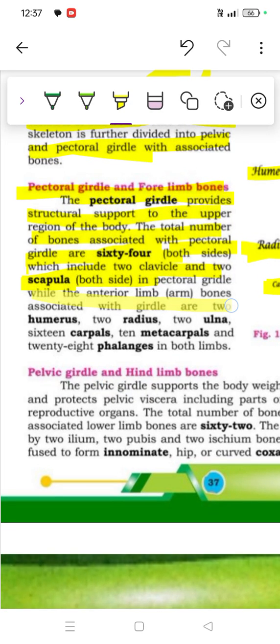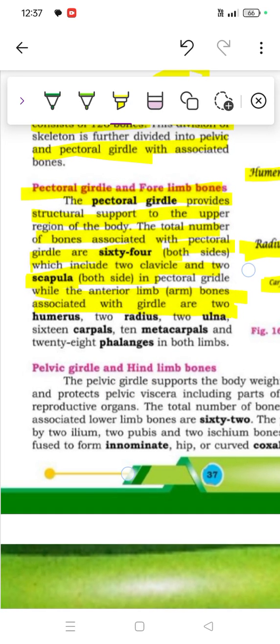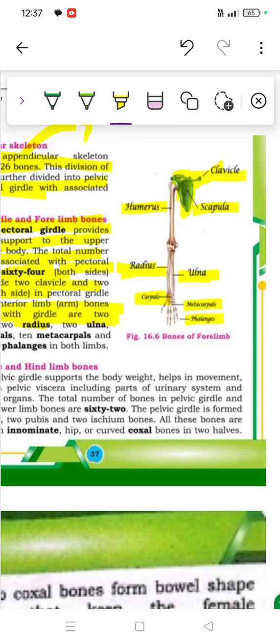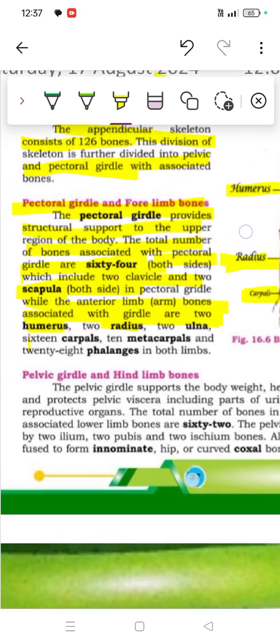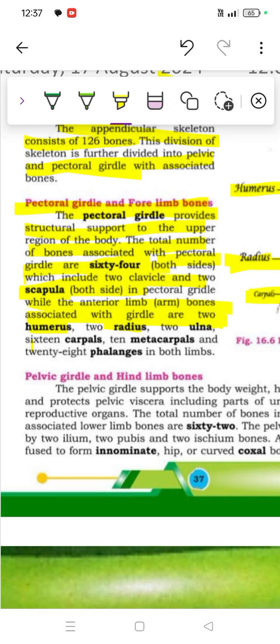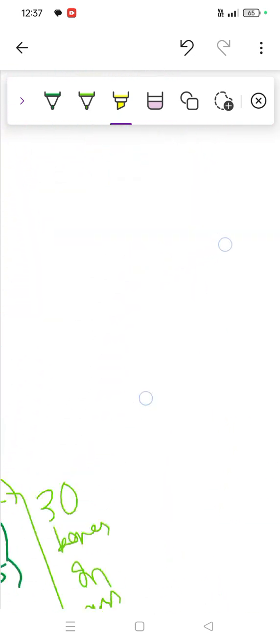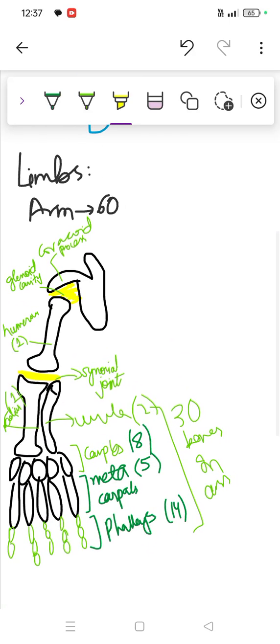Then there is the anterior limb, which is the arm bone associated with the girdle. So humerus, radius, ulna. I have just told you about the one; if you continue the same structure with the second one, you will find the same. So this means 30 in one arm, so 60 in both. So 2 humerus, 2 radius, 2 ulna, 16 carpals, 10 metacarpals, and 28 phalanges. So yes, this is all about the appendicular skeleton. If you count it yourself, you'll get this.